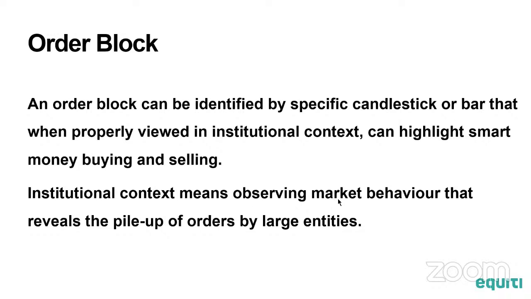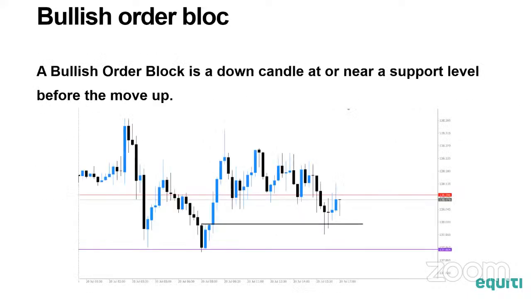Institutional context means observing market behavior that reveals the pileup of orders by large entities. That's behind the idea of order blocks. You're trying to see where large buyers came into the market and pushed prices.